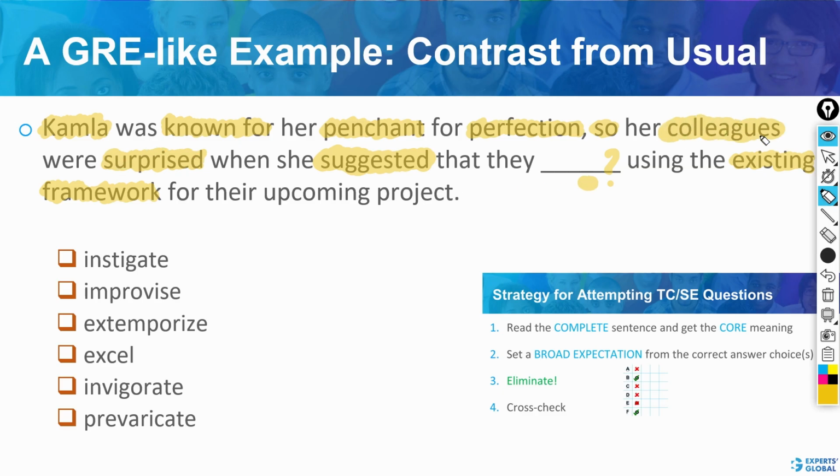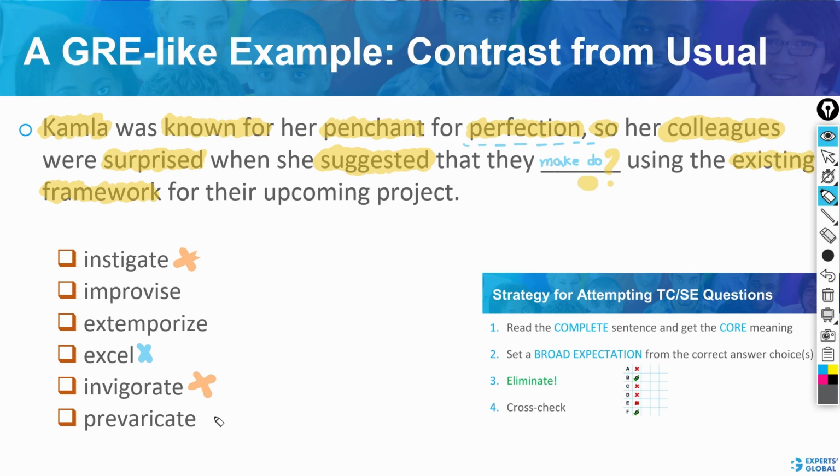So she seems to have done something which is in contrast to perfection. Our broad expectation from the correct answer choice can be something on the lines of make do. Excel is just the opposite of what we are looking for. Instigate and invigorate have meanings on the lines of inspire, which does not match our expectation from the correct answer choice. These two should be eliminated.